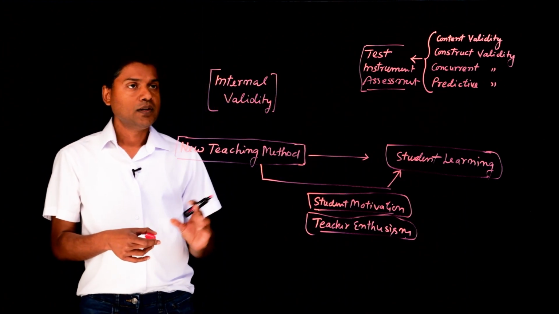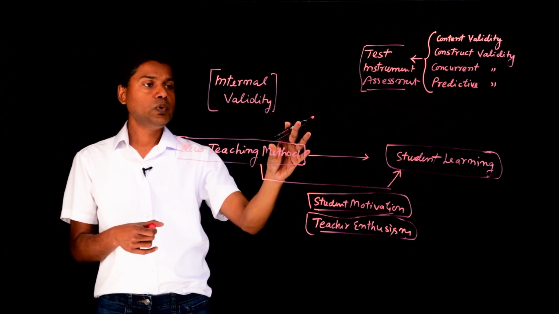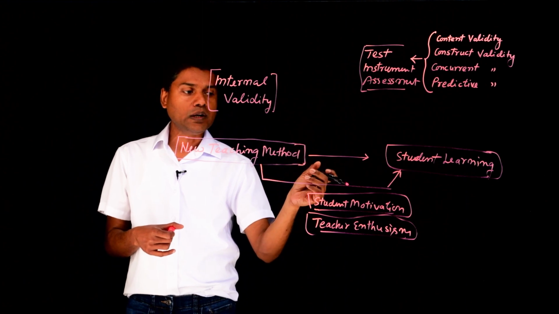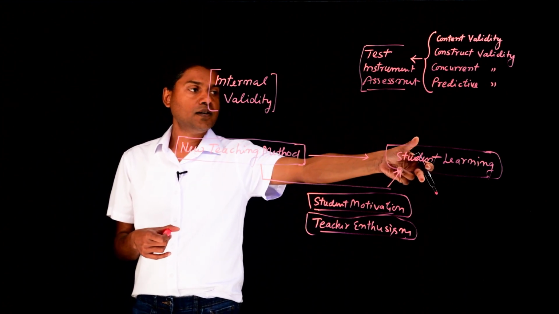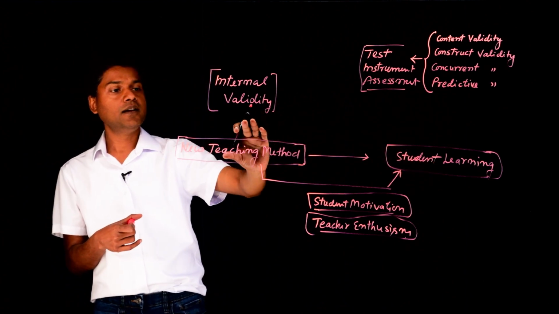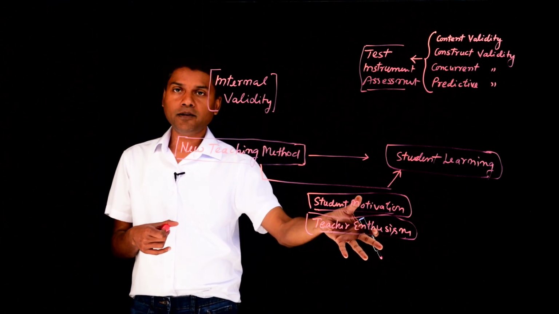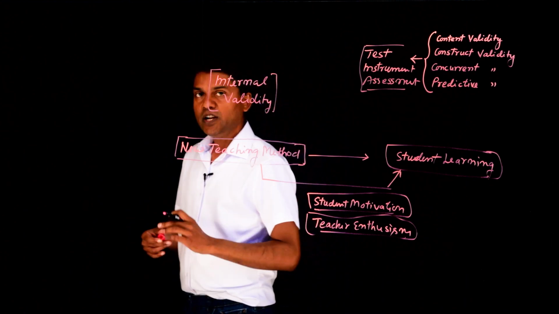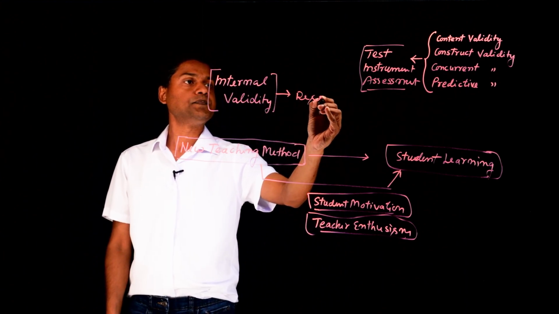So internal validity refers to the research design that helps to clearly identify if the changes in the dependent variable are caused solely by the independent variable and not by any other variable. That is what internal validity is. So internal validity is closely related to your research design.